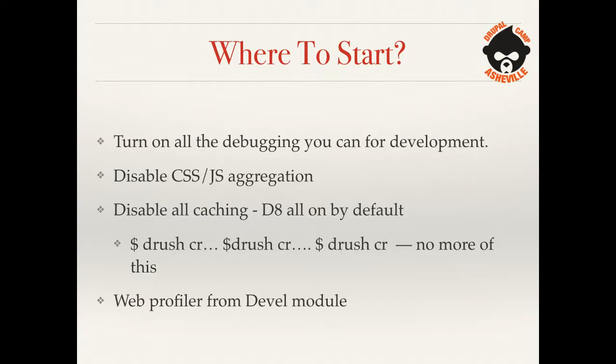Right. So when you start with your theme development, you're going to want to turn on all the debugging. You're going to need to disable all the CSS and JS aggregation. You don't want any of that. Disable all the caching, or else your terminal will be drush cr, drush cr, drush cr, drush cr. If you're cache rebuilding all the time, you've still got the caches turned on, and you want to turn all those off.